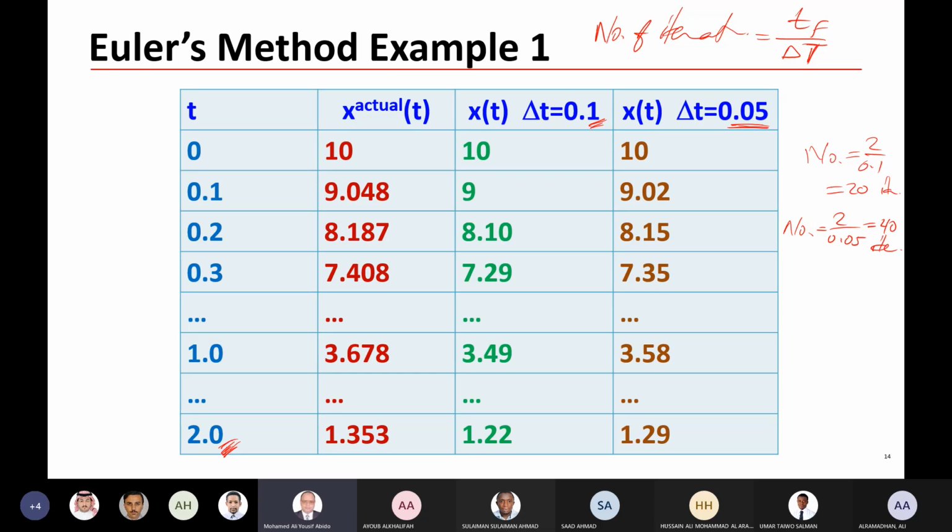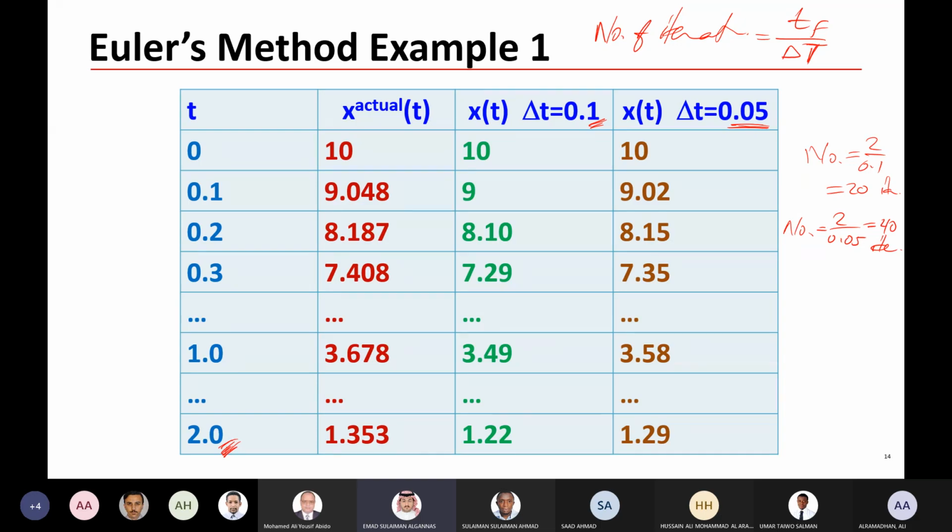Ahmed Suleiman Qanas. Yes, doctor. Doctor, I have a question. Always, if we decrease delta t, the accuracy will improve, or is there some limit to the Euler method?